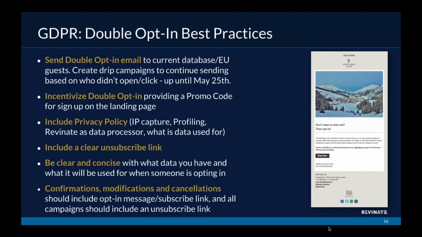So next, be very clear and concise about what data you have and what it will be used for when someone is opting in. For example, if you send a campaign from the property and you want to continue marketing to them from the group, you need to mention that in your email as well. And moving forward, we recommend that your confirmations, modifications, and cancellations include an opt-in message or subscribe link, so you capture as many double opt-in statuses as possible with all of your email marketing campaigns.